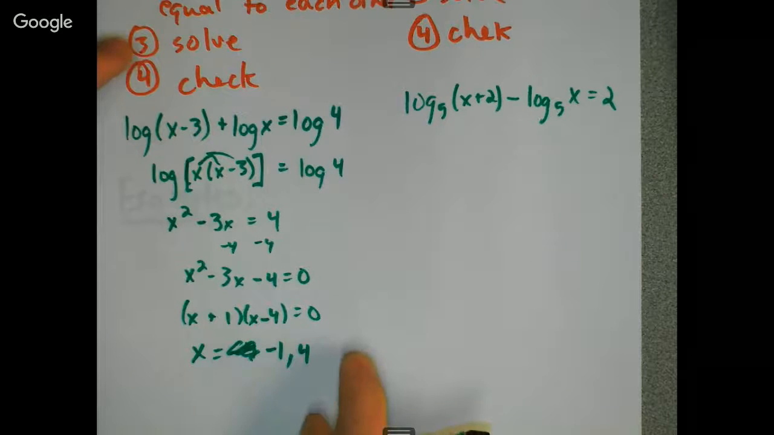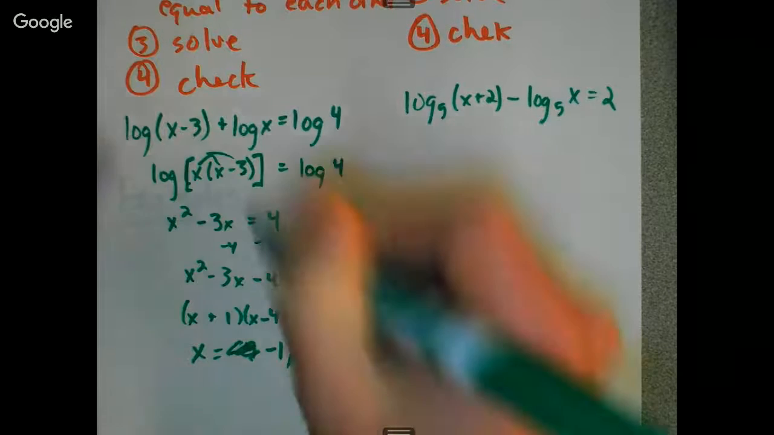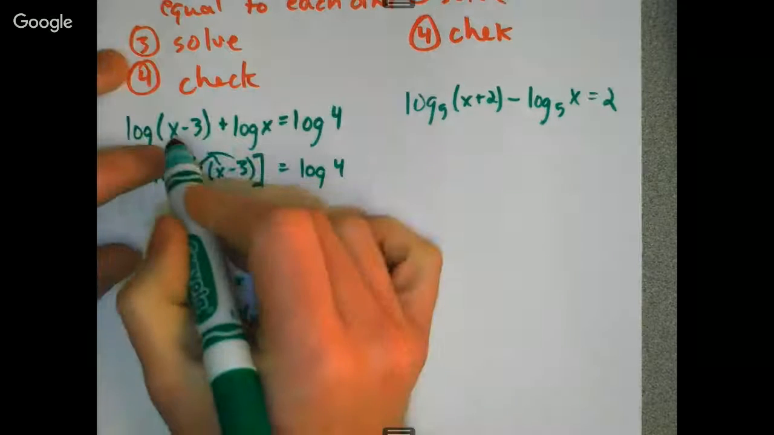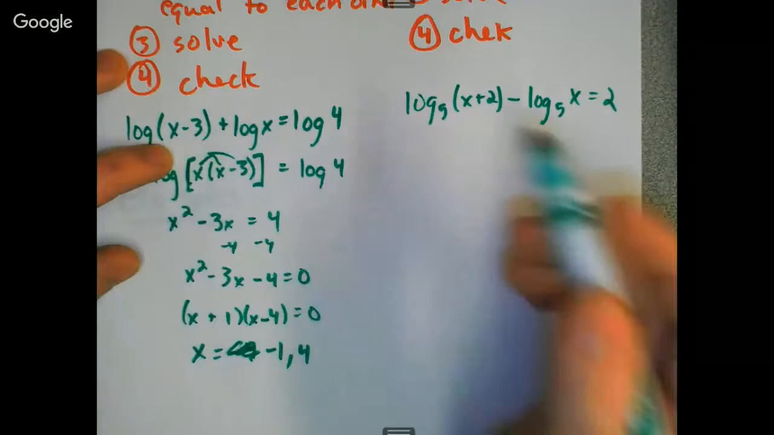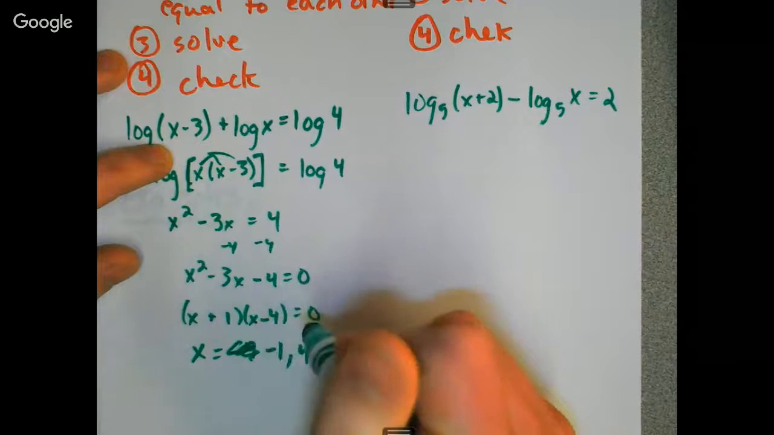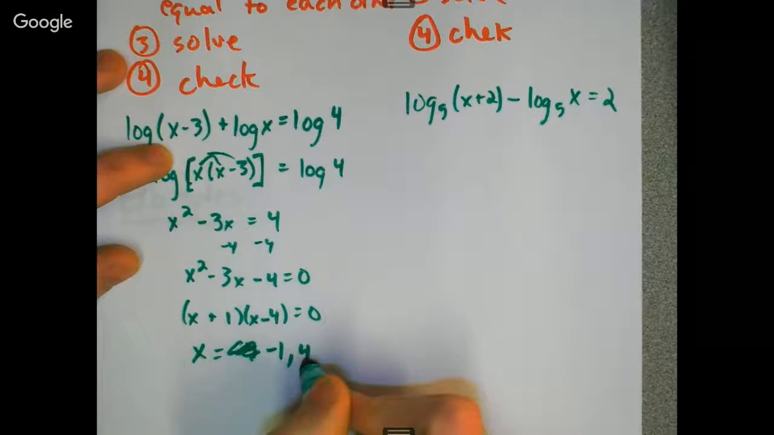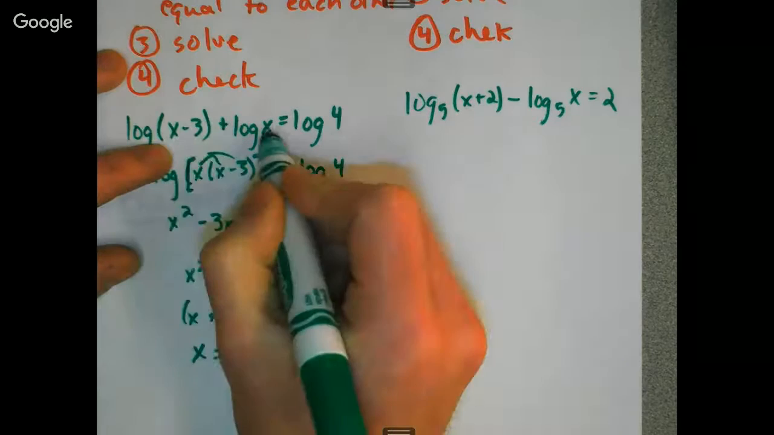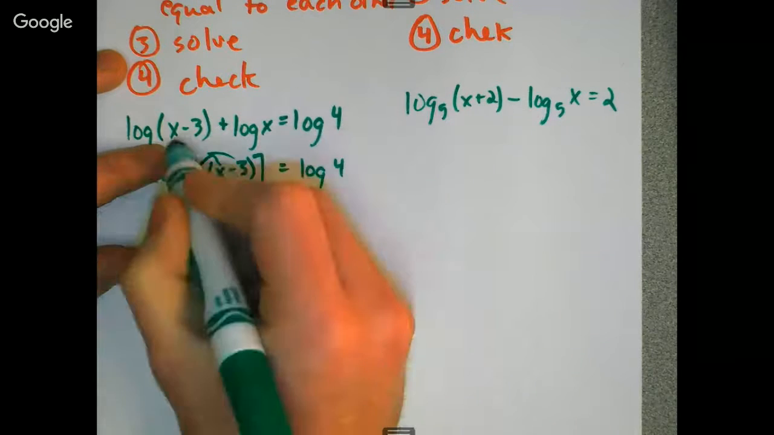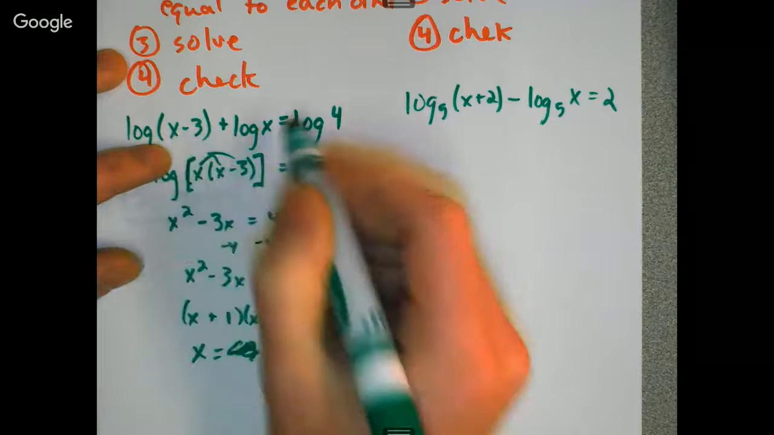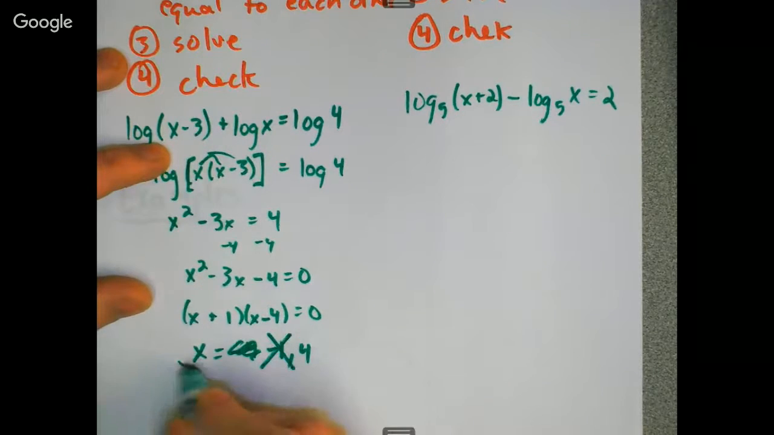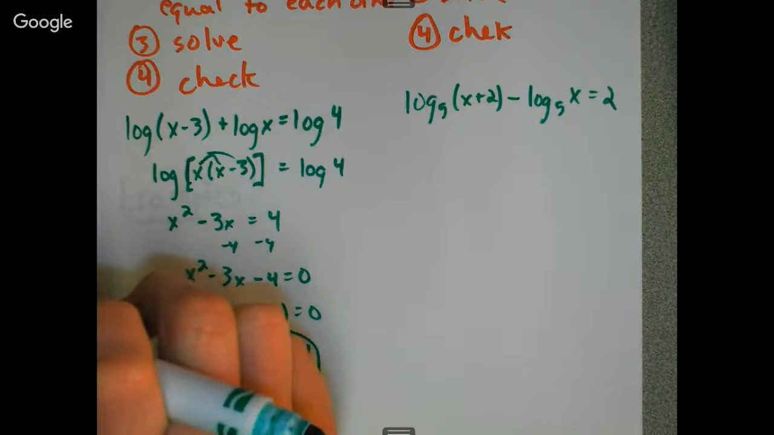So that's step 3. Step 4 is to check. So I need to plug this back in and check. Remember, these values inside here cannot be less than 0. They have to be bigger than 0. So if I put 4 in there, I get 1, I get 4, I get 4, I'm good. I get -4, I get -1. So this one is not working out. So my only answer there would be 4.